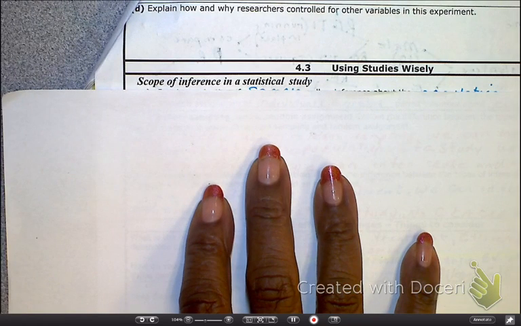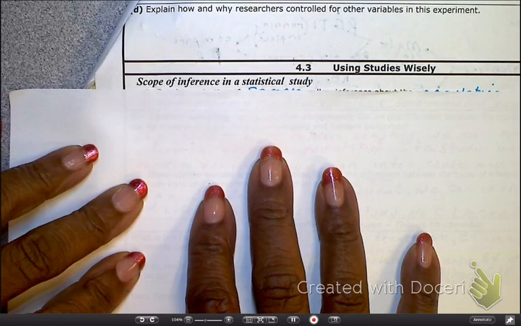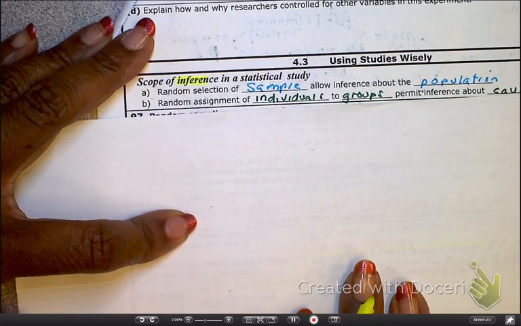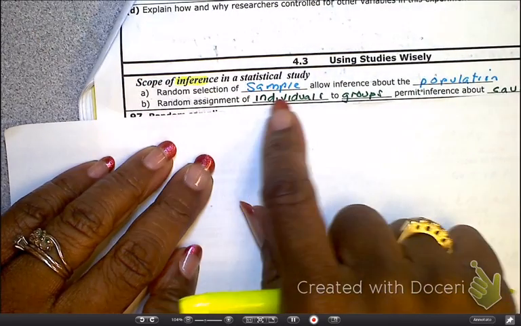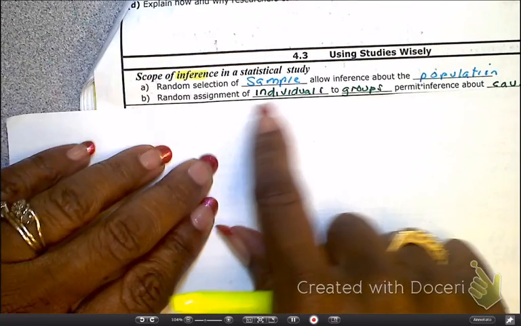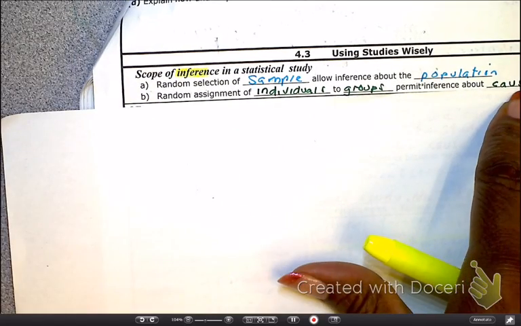Now remember, the whole premise behind statistics is that you are going to take some samples. Make sure you try to eliminate bias as much as you can. Get a large enough sample size, and we know if that's true of those samples, we can make conjecture or infer that it is going to be true of the entire population. Okay, so when it comes to random samples, it allows inference about the population, just like I said. But when it comes to random assignment of individuals to groups, it permits us to determine cause and effect.